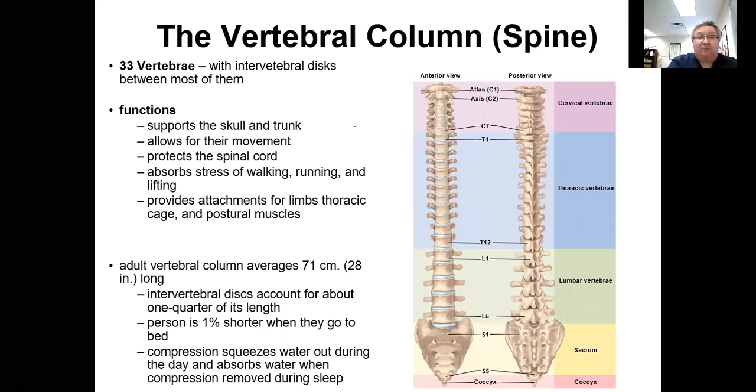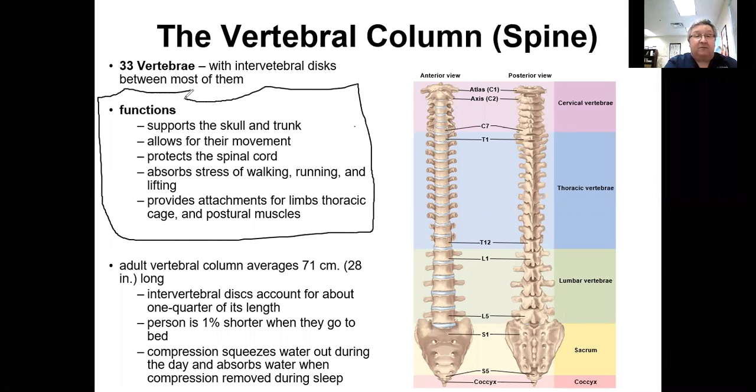Remember about the vertebral column. We do have 33 vertebrae. I do want you to know for the exam the functions of the vertebral column. All right, they have some very important functions. The vertebral column supports the skull. It allows for movement. It is basically the protective device for the spinal cord.